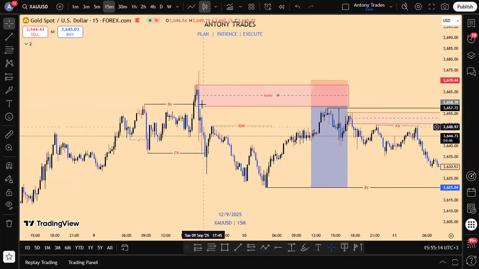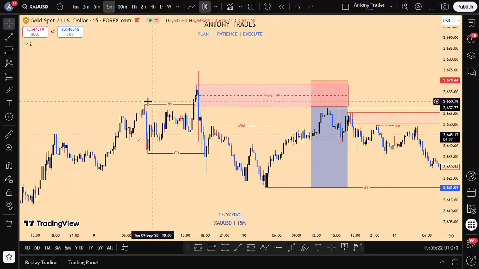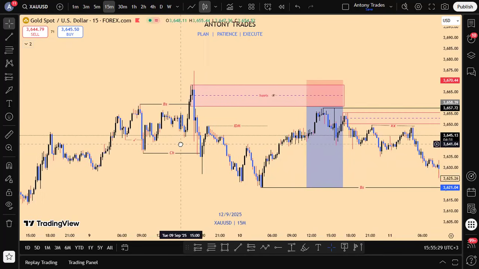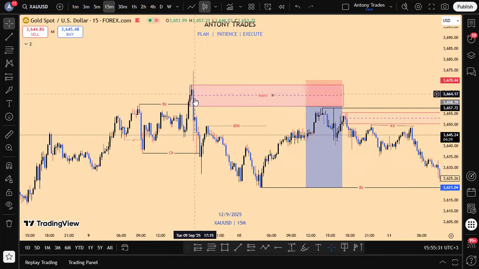And this change of character is very much valid because we had an inducement, a break of structure which swept liquidity above here, then came to the downside and broke the structure to the downside. Then after that, I had marked this order block from the 30 minutes time frame.